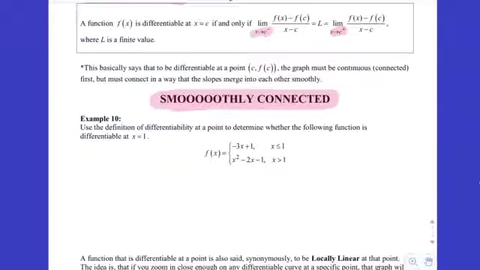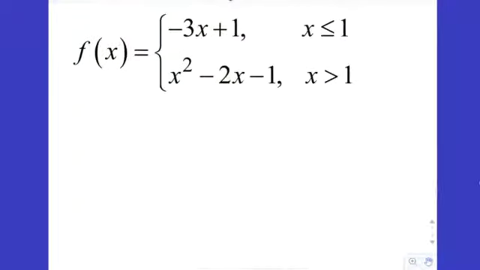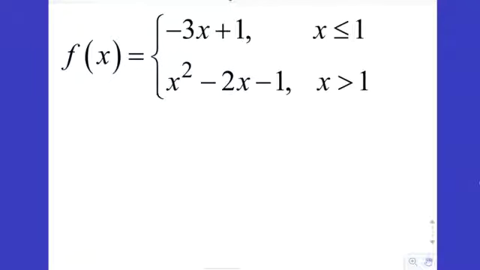Let's look at example 10. It says, use the definition of differentiability at a point to determine whether the following function is differentiable at 1. All right, so without checking for continuity first, we're just going to jump right in and use the alternate form. So here's what it would look like.